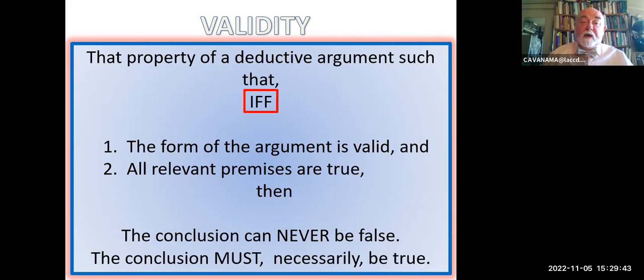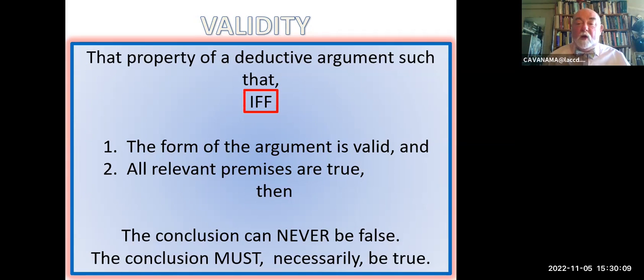Validity is that property of a deductive argument such that if and only if, remember, two things happen: if the form of the argument is valid and all relevant premises are true, then the conclusion can never be false. The conclusion must necessarily be true. Now, before we go on, notice what this does say and notice what this does not say. That if and only if is important.